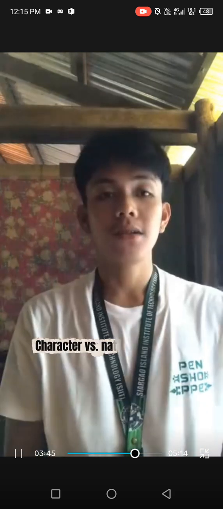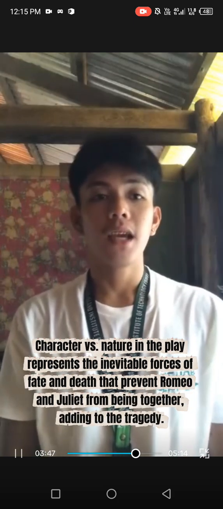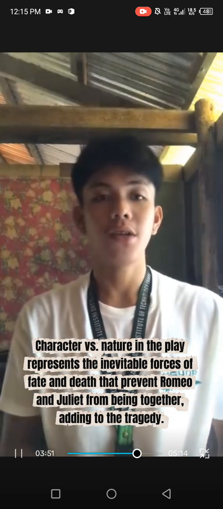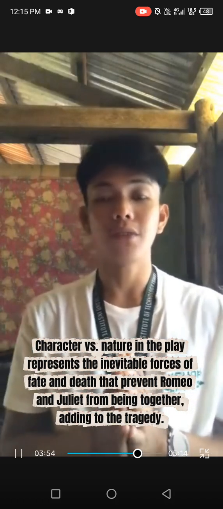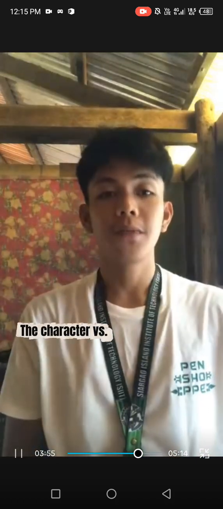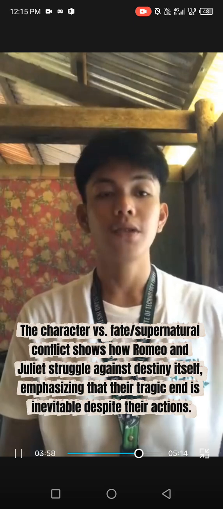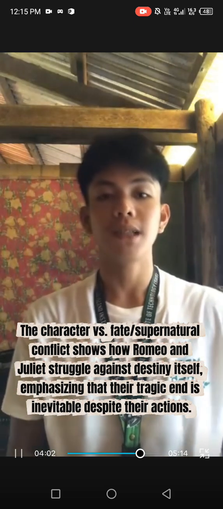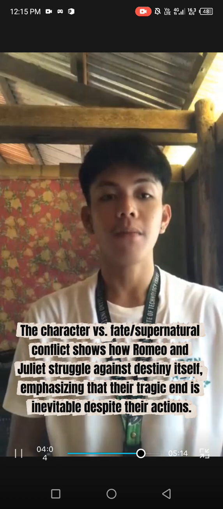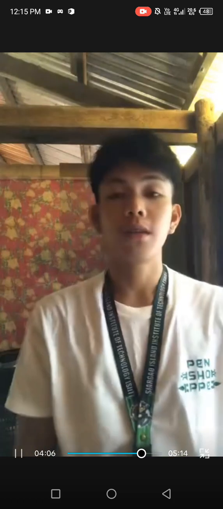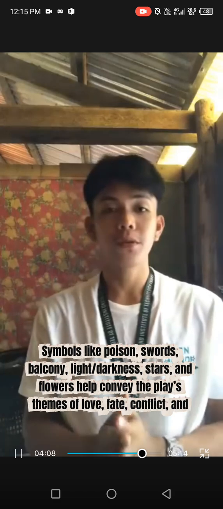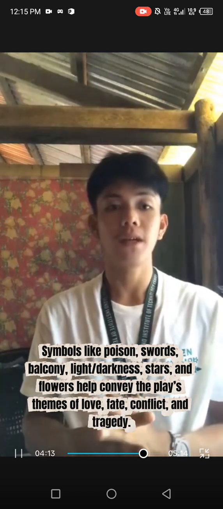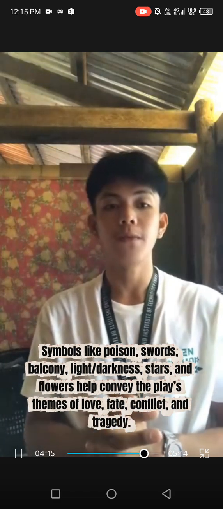Character versus nature. In the play, this is represented by the inevitable force of fate and death that prevents Romeo and Juliet from being together, adding to the tragedy. Character versus fate, or the supernatural: this shows how Romeo and Juliet struggle against destiny itself, implying that their tragedy is inevitable despite their actions. Importance of symbols. Symbols like poison, swords, balcony, light, darkness, stars, and flowers help convey themes of love, fate, conflict, and tragedy.